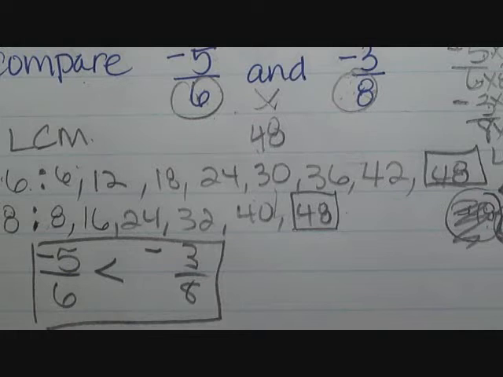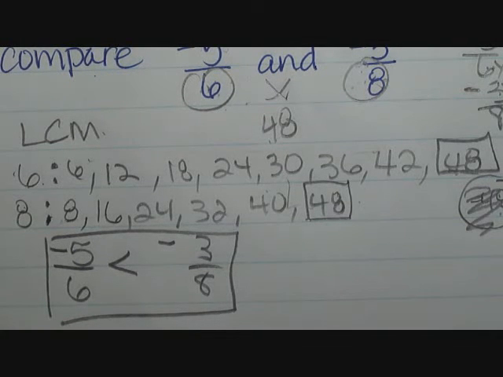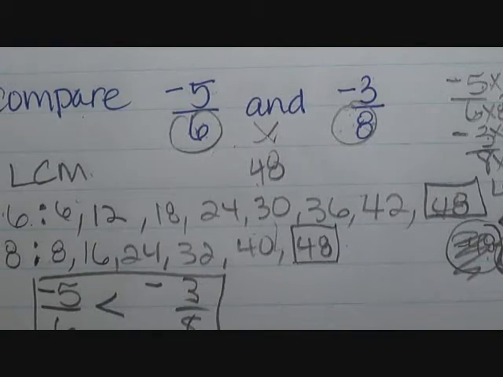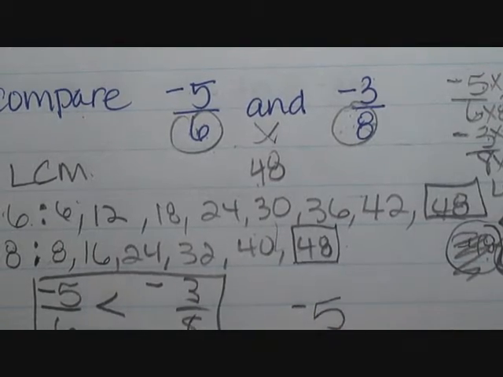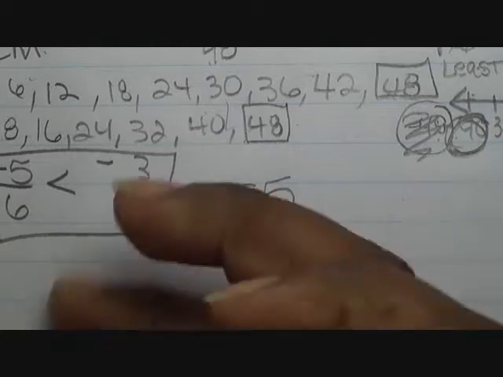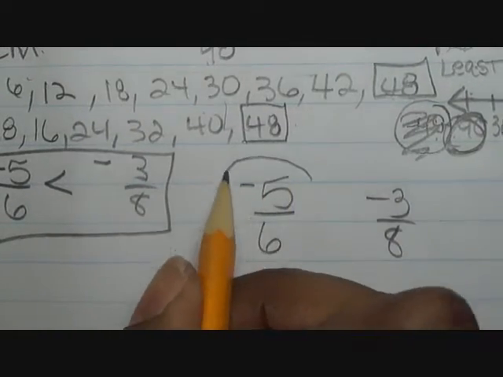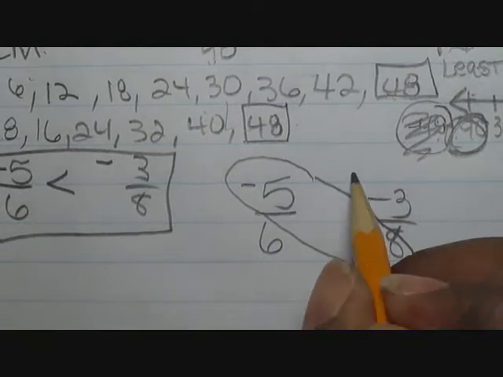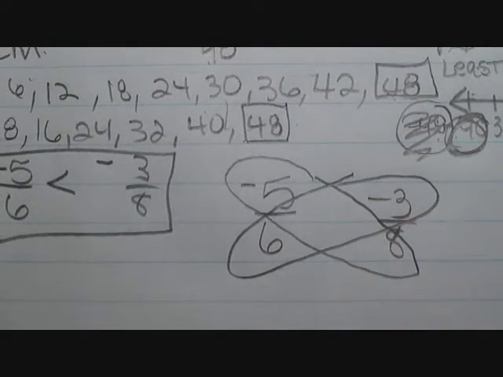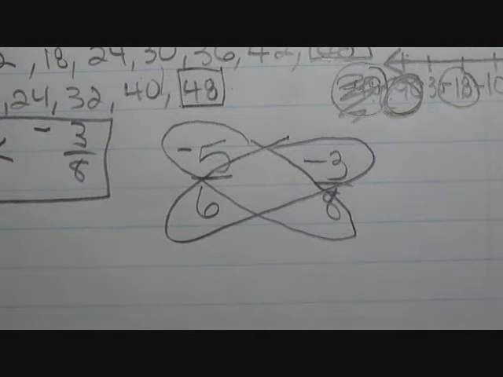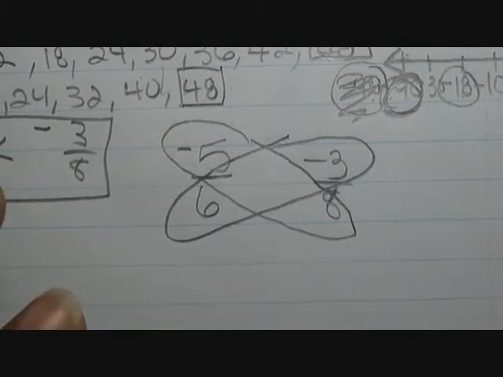Okay, the next thing that we're going to do is look at the cross multiplication way to compare fractions. I'm going to take my same fractions that I started with, negative 5/6 and negative 3/8, and I'm going to cross multiply. Another name for this is called the butterfly method. We're not concerned with all of those fancy words. We just need to know how to cross multiply.